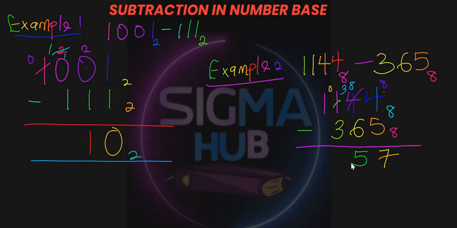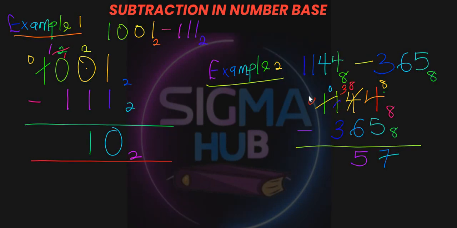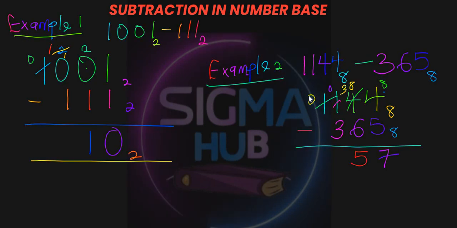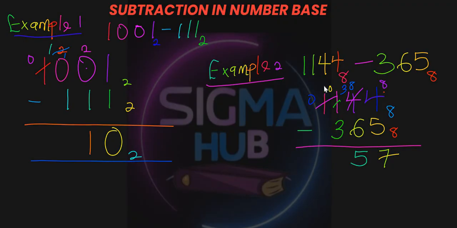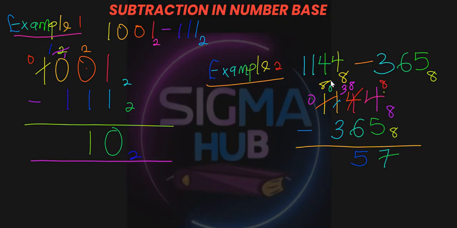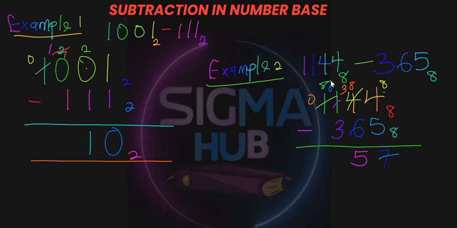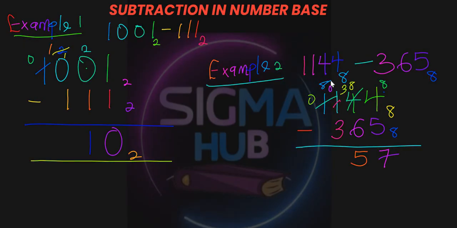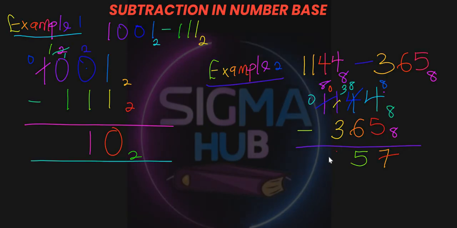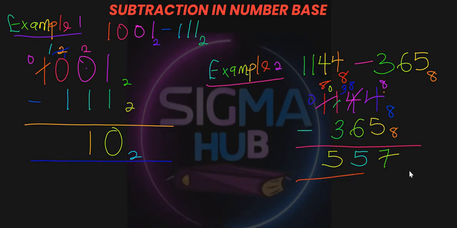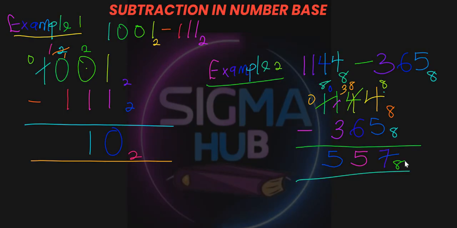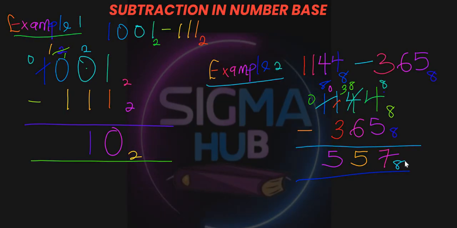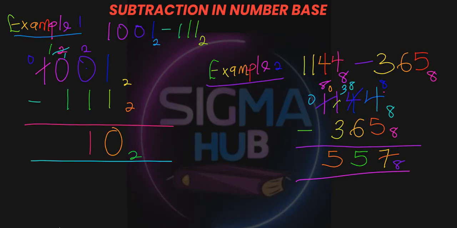Of course, 0 minus 3 is not possible. So you get 1 from here, this becomes 0. And when the one you get from here gets where you want to use it, it becomes 8, which is the base we are working in. 8 plus 0 becomes 8. Then 8 minus 3 becomes 5. And this is our answer: 557 in base 8. I believe it's very clear.